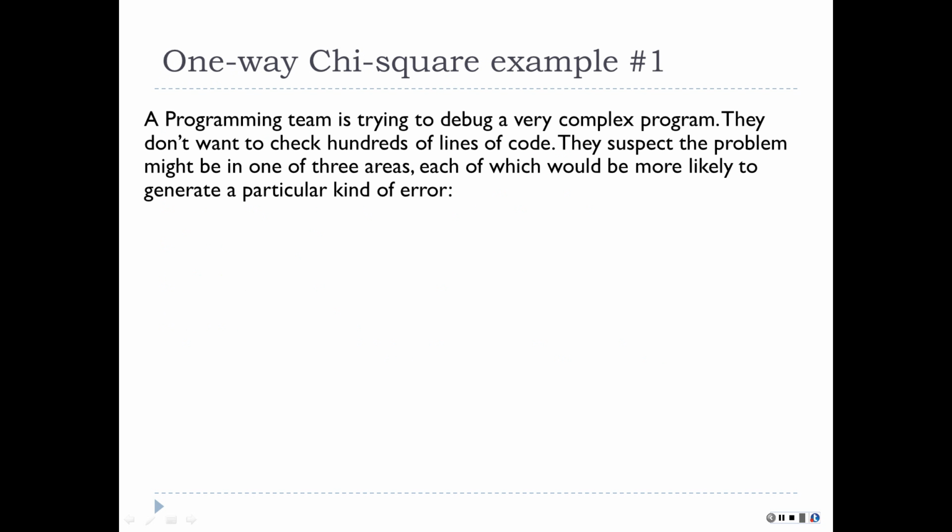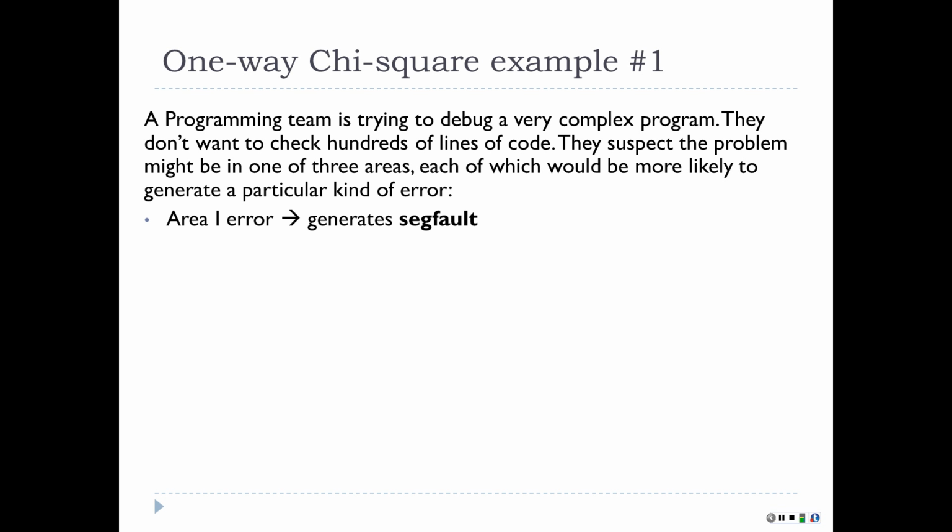So here's example number 1. Let's say a programming team is trying to debug a very complex computer program. They don't want to check hundreds of lines of code, so they suspect the problem might be in one of 3 areas, each of which would be more likely to generate a particular kind of error. So they'll just run the program a bunch of times and see how frequently the errors occur, and if the errors are in this area, then they kind of know where to look for the bug, and if they're in the other area, etc.